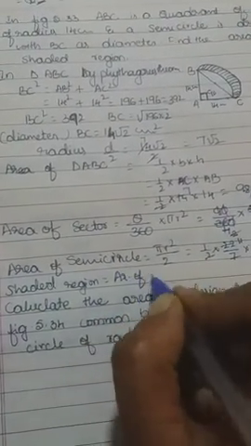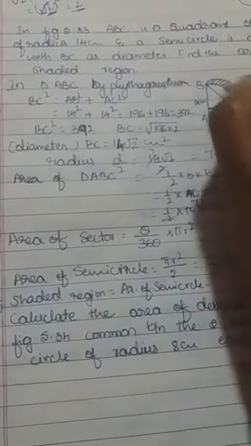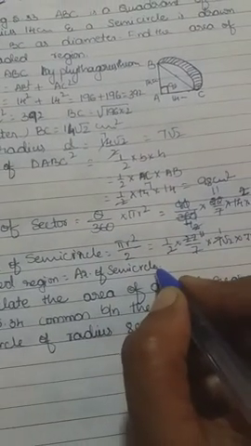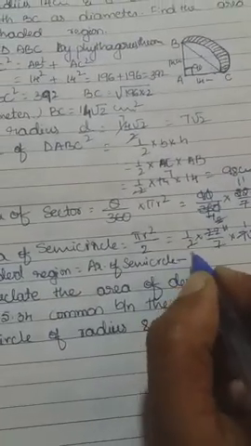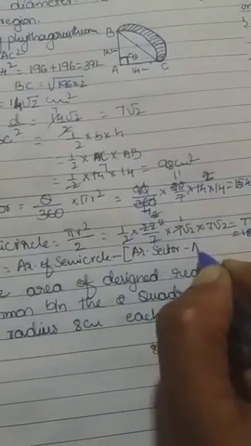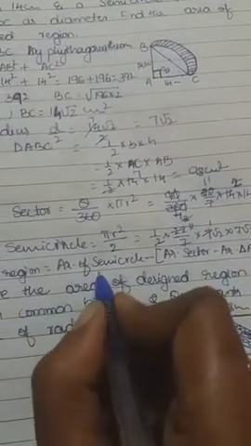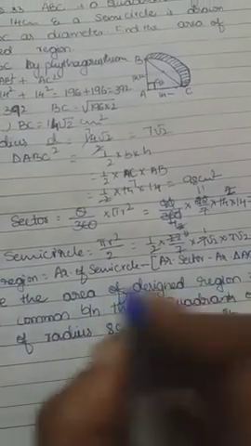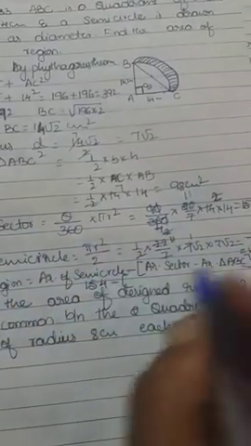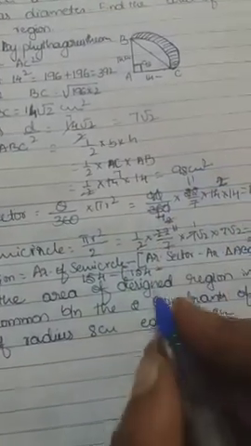Area of semicircle. This is because this shaded region comes under this only, no? So that's why we have to take the area of semicircle minus area of sector minus area of triangle ABC. So let us substitute the value. Area of semicircle we got 154, minus area of sector we got again 154, minus area of triangle ABC we got 98.